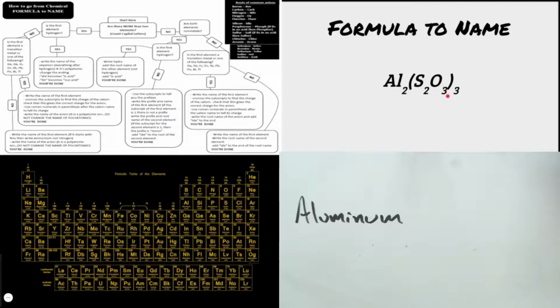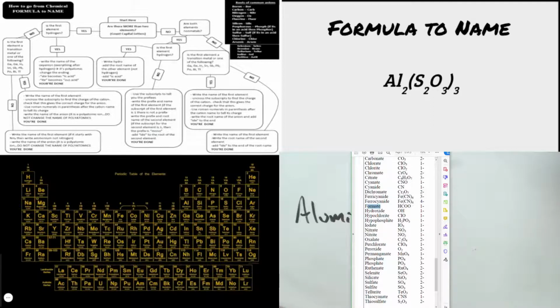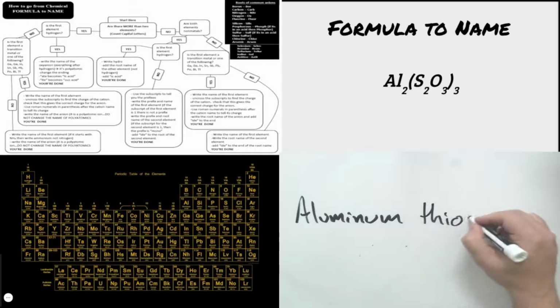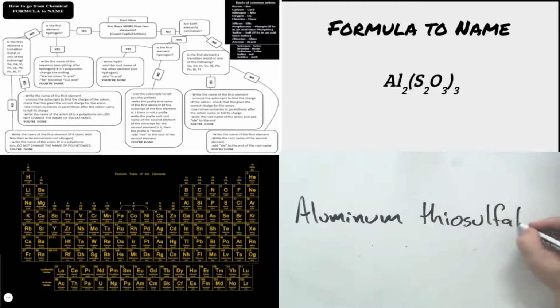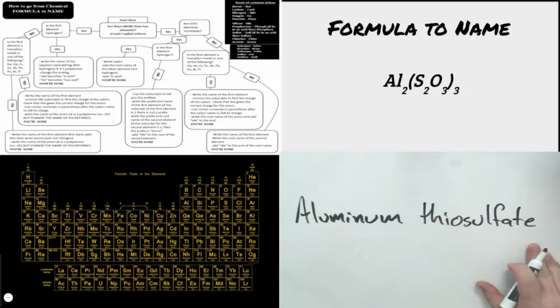Well, S2O3 is my anion. So I need to look at my polyatomic ion list and find S2O3. All right. So S2O3 is down here at the bottom. S2O3 is thiosulfate. So I'm going to write thiosulfate, and that is my chemical name, aluminum thiosulfate.